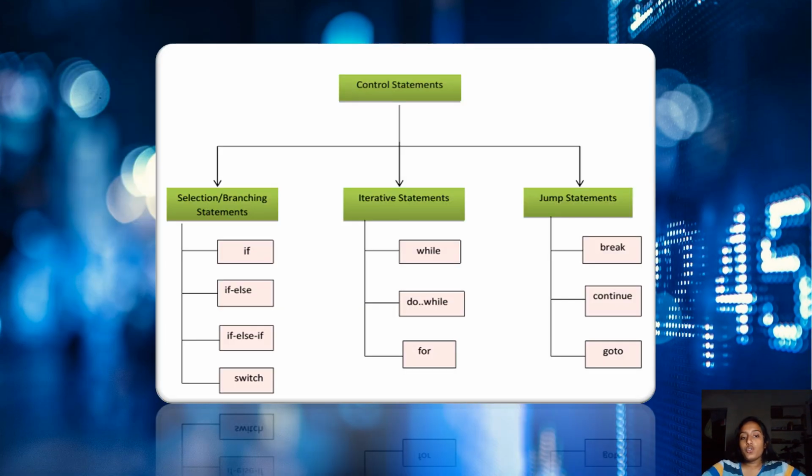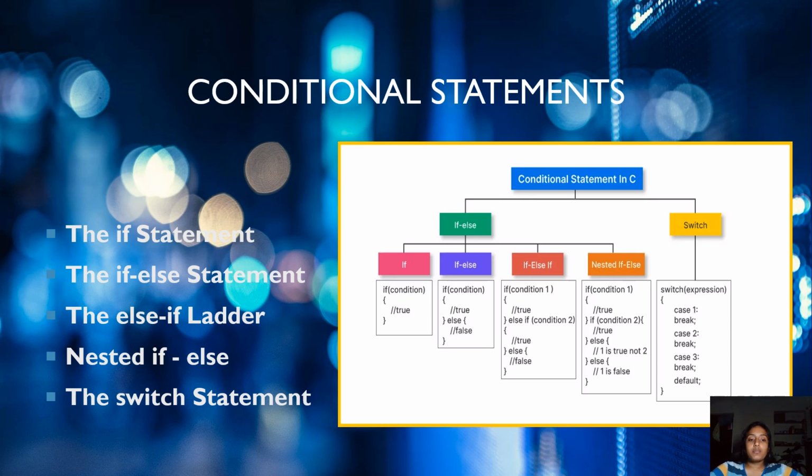We also have a flow chart. Under branching statements, we have if, else if, and switch statement. In iterative statements or looping statements, we have while, do while, and for loop. And in jump statements, we have break, continue, and goto. Conditional statements: the if statement, the if else statement, the if else ladder, nested if, and switch statement are the different types. We also have example syntaxes. We'll discuss each of them separately.